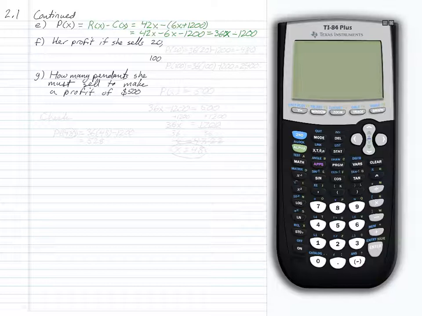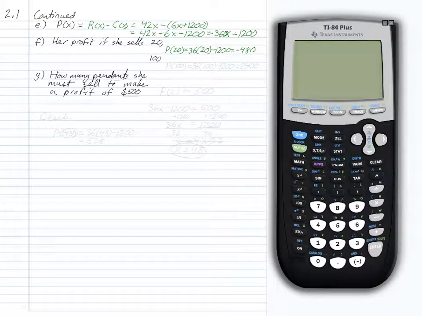If we would like to know what is her profit if she sells 20 pendants, well, we can plug 20 into the profit function. That would be 36 times 20 minus 1,200, which I calculate to be negative 480.